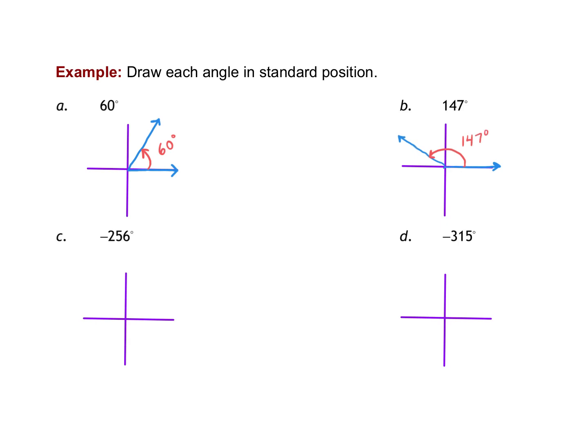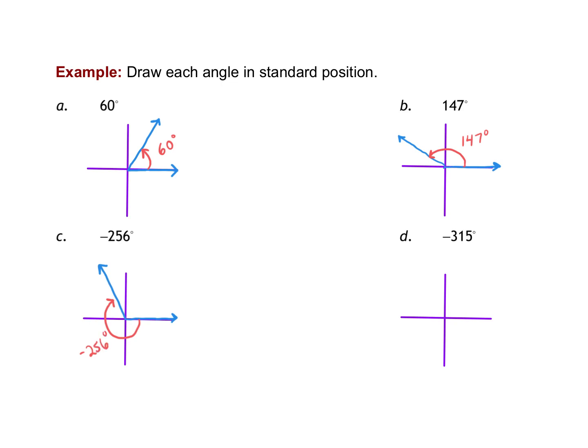For negative 256 degrees, again, let's get that initial side going here. But this time it's negative, which means I'm going to go clockwise. It's more than 180, but it's less than 270. And so 256 in that negative direction, I'm going to say is somewhere around here in that second quadrant. And my rotation is going to do something like that. So again, that would be negative 256.